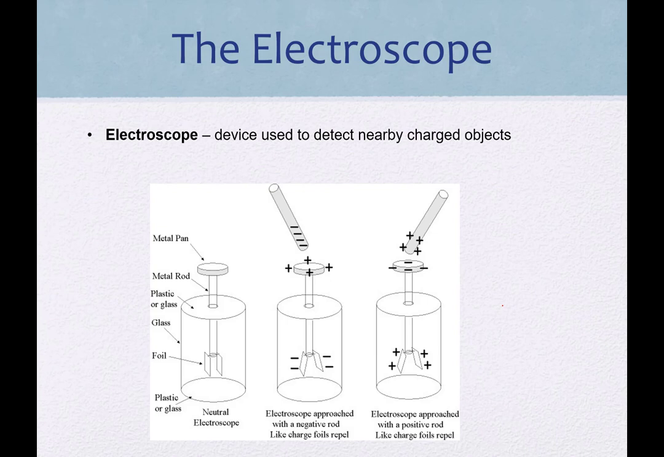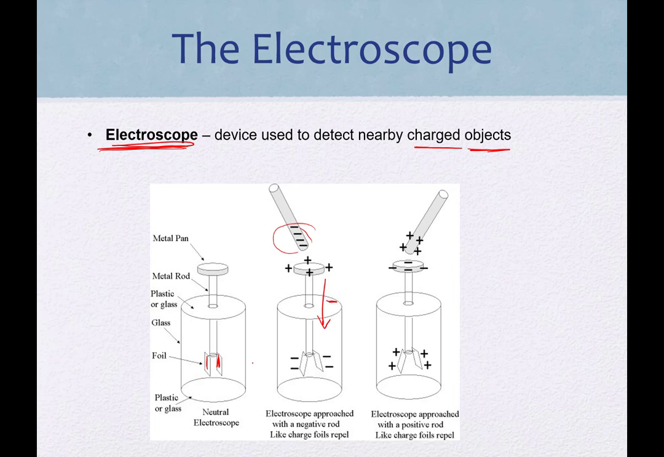We also need to mention this device called an electroscope. It's a device used to detect nearby charged objects, and it works because metals are conductors. So an electroscope is usually just some metal object, some metal pan or some metal ball, that's attached to a couple of other metal objects that can move. They're nearby each other and they can move. If we bring a negatively charged object near the metal, the electrons will be repelled by that negatively charged object. So the electrons will go down to the bottom.